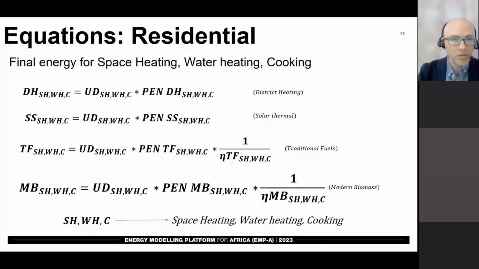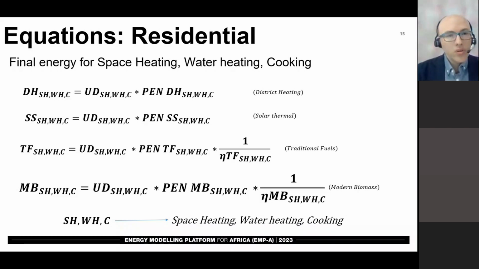For district heating, we consider the penetration rate of the district heating, and we consider that the energy efficiency of district heating is 100%. For solar thermal, it's the same. The final demand is the multiplication of the useful demand by the penetration of the solar thermal technology.